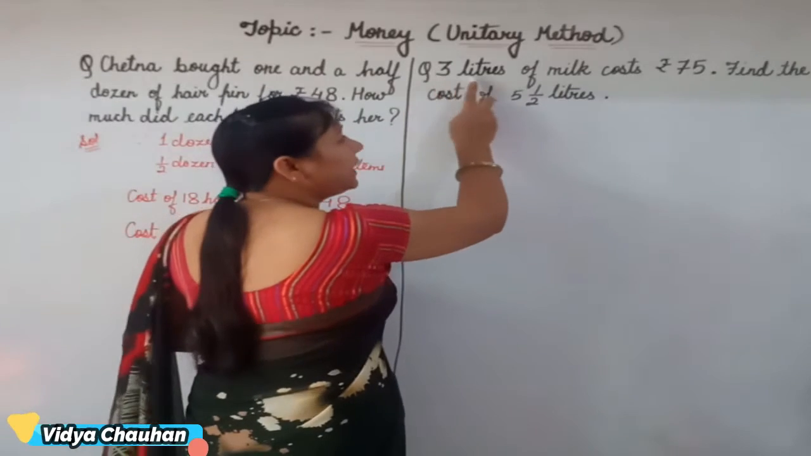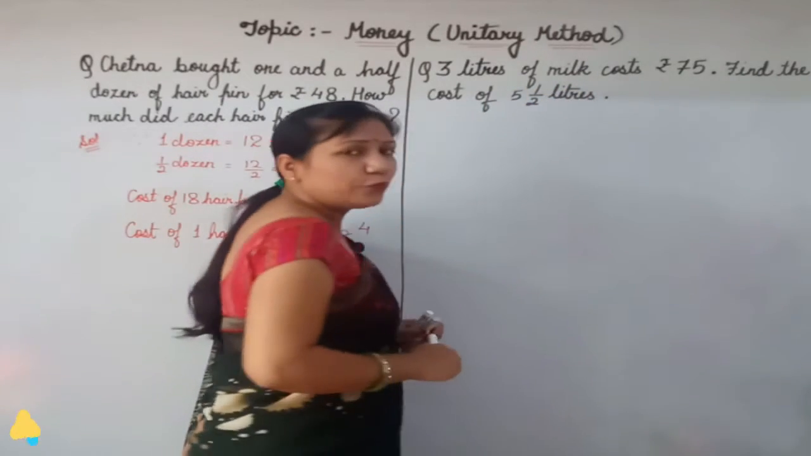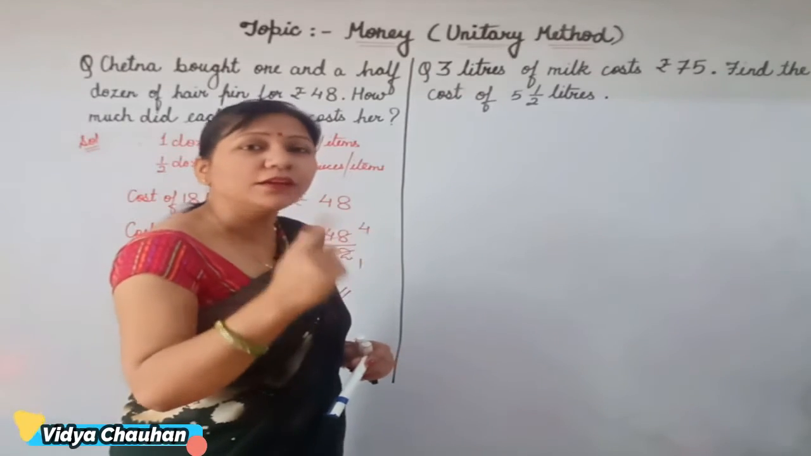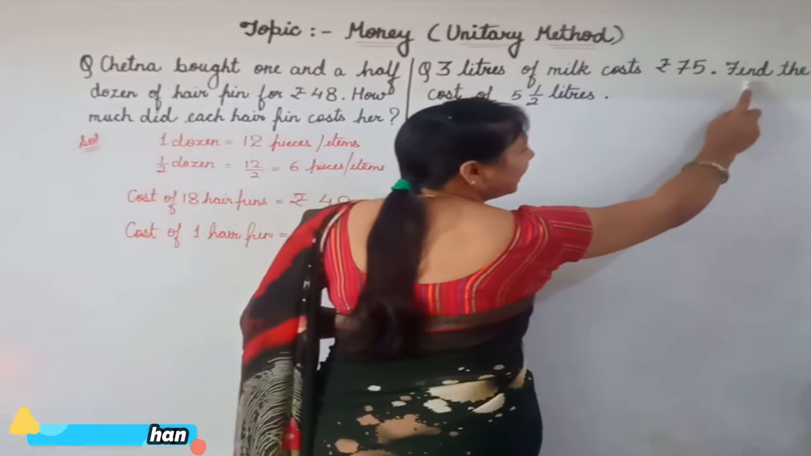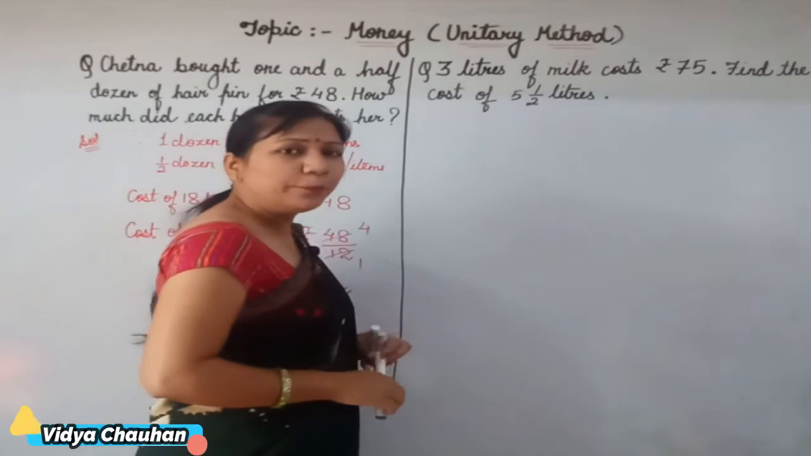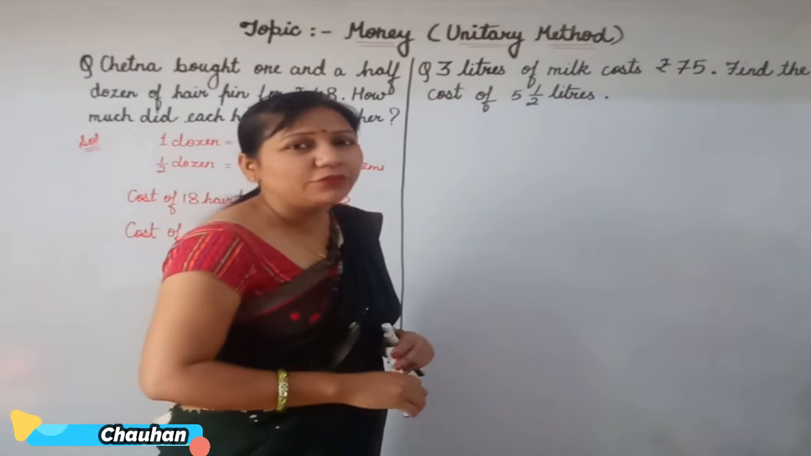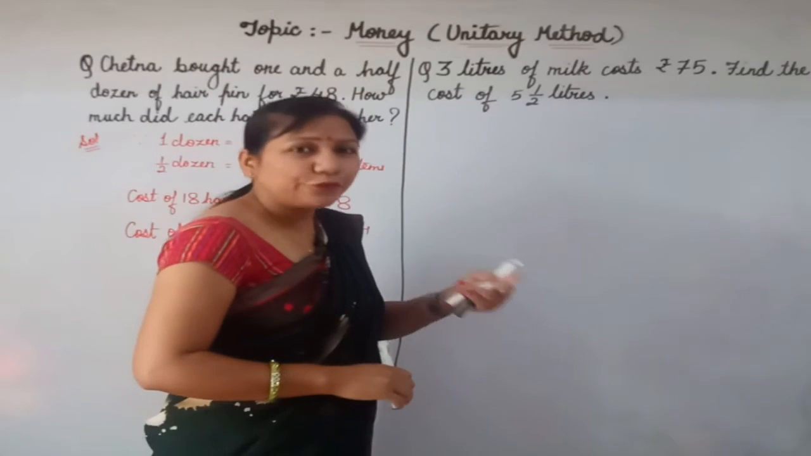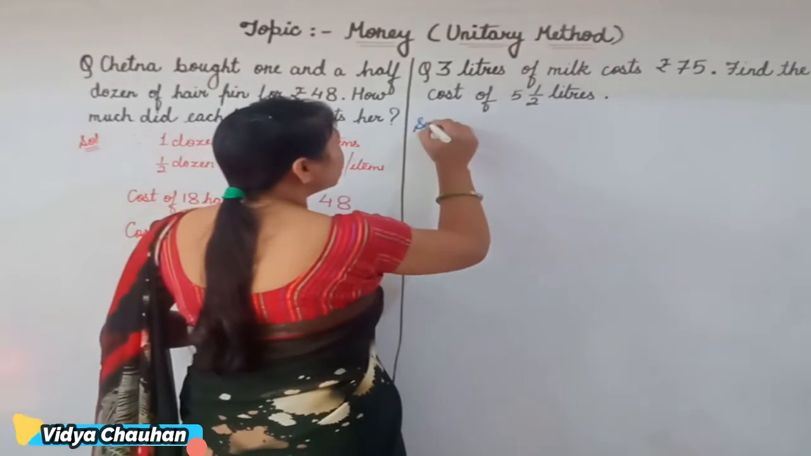The exercise says 3 liters of milk cost rupees 75. What is the cost of 5.5 liters of milk? So if 3 liters of milk costs rupees 75, what will be the cost of 5.5 liters of milk? Let us check out the solution for this question.